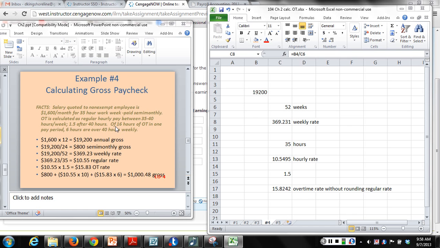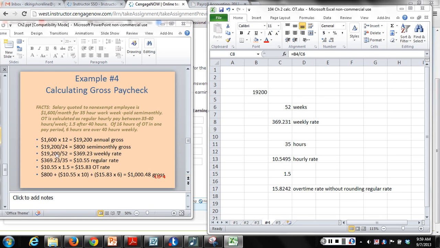They worked 16 hours of overtime in the particular pay period we're worried about. 6 hours are over the 40-hour weekly. So that means 10 hours are going to be at the regular rate, 16 hours of overtime minus 6 hours that are over 40. So the under 40 overtime hours are 16 minus 6, or 10 hours. Okay, so let's continue the calculation.